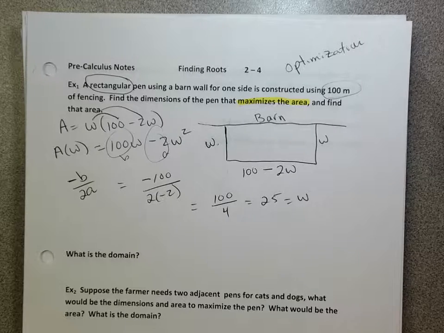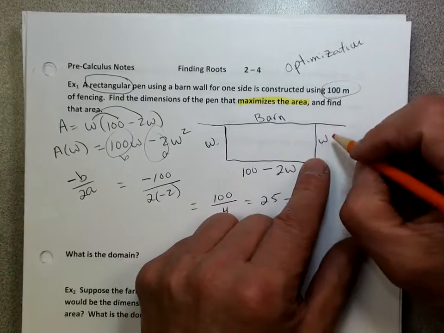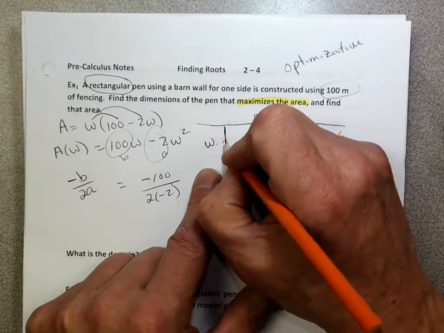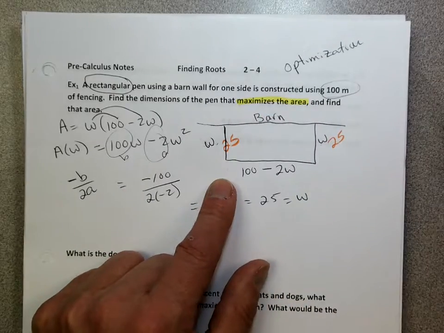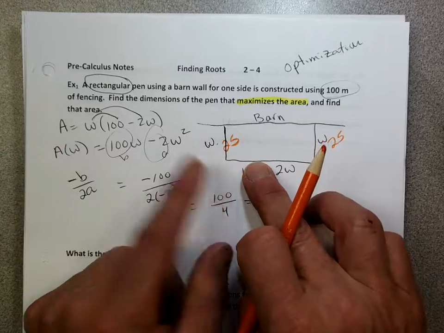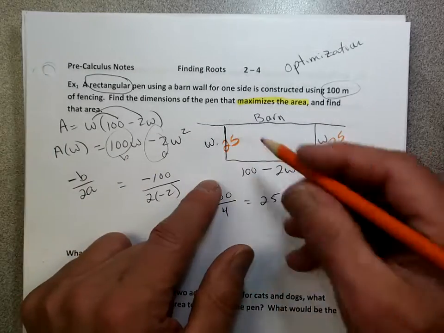Okay, well here's what I know. All right, let's go back, and I know this side's going to be 25, right? This side's going to be 25, which makes the length 50. Do you agree with 50? Because I've got 100, 25, 25, and I'd have 50 left over, okay?